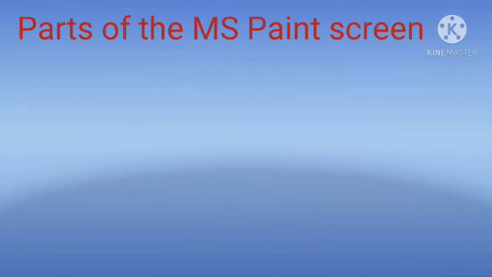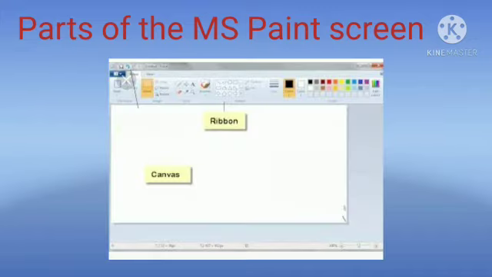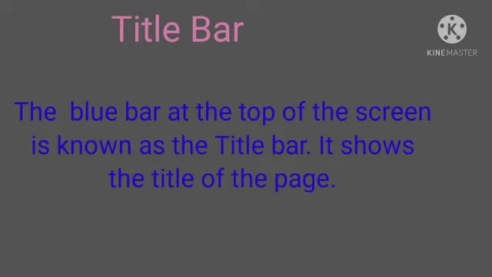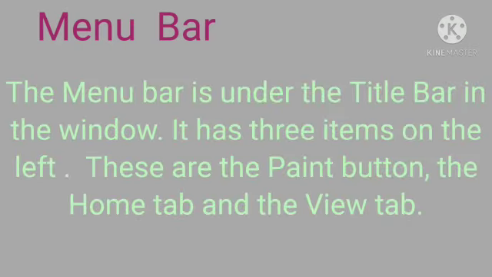Parts of the MS Paint screen. The following image shows the different parts of the Paint window. Title bar. The blue bar at the top of the screen is known as the title bar. It shows the title of the page. Menu bar. The menu bar is under the title bar in the window. It has 3 items on the left. These are the Paint button, the Home tab and the View tab.